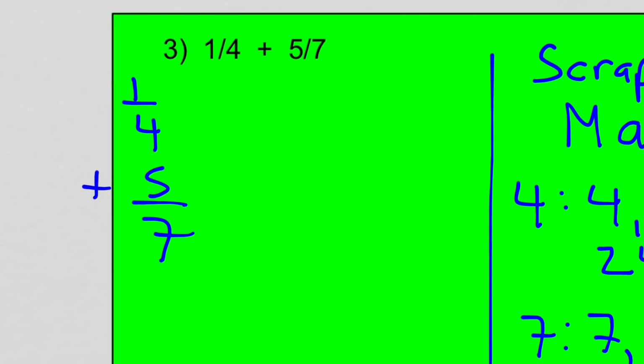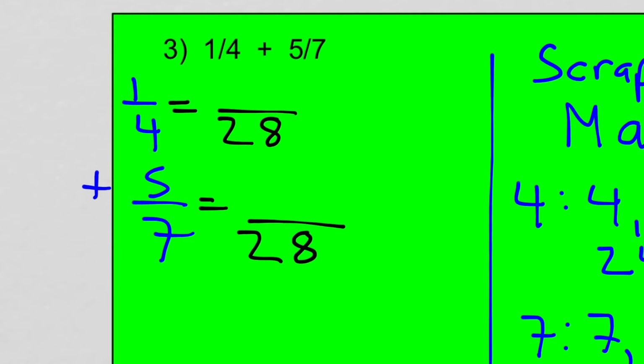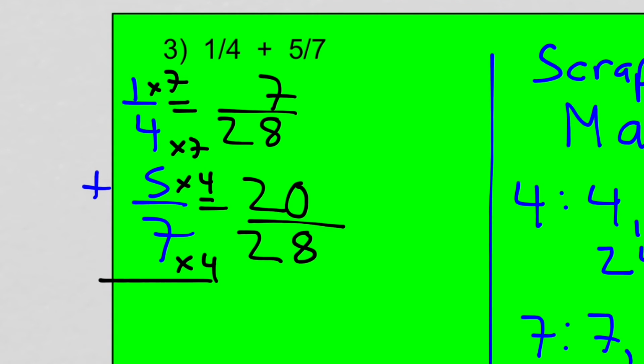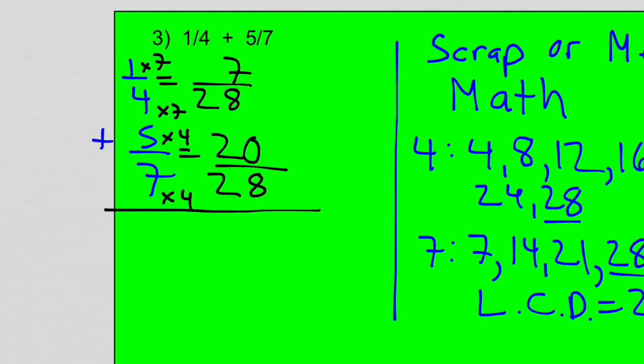Take both fractions and write with denominator 28. Four times 7 gives 28. 1 times 7 is 7. 7 times 4 gives 28. 5 times 4 is 20. Total up the fractions I've drawn in black, and it's 27 over 28. And that's the fraction in lowest terms.